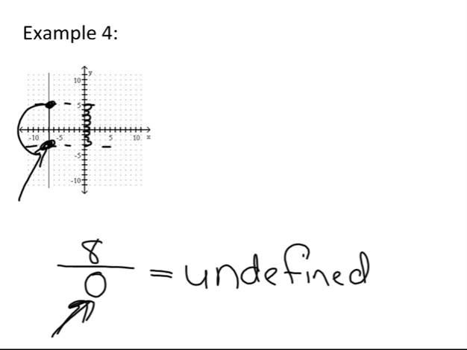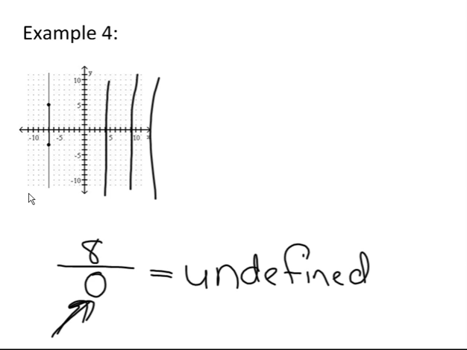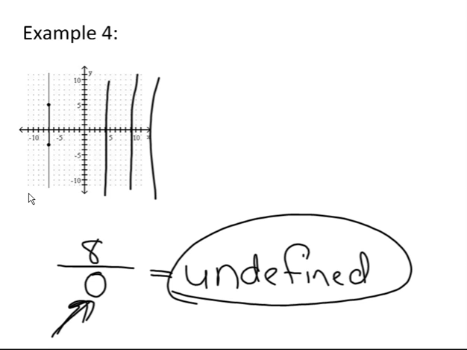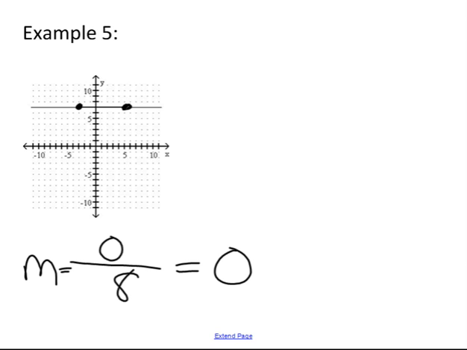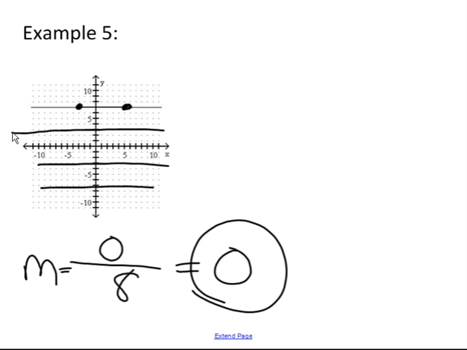Now I want you to pay particular attention to these two lines. Anytime you have a vertical line, it doesn't matter where the line is. Anytime that line is vertical, the slope is going to be undefined. If you have a horizontal line, doesn't matter where the line is. If you have a horizontal line, the slope is going to be 0.